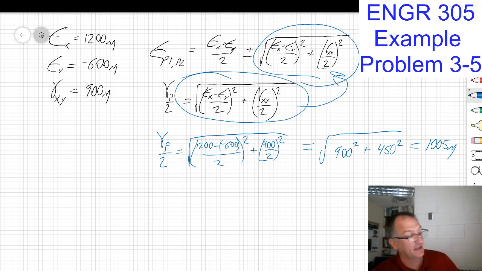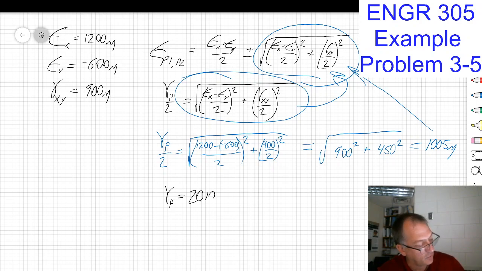I'm going to leave it like that because that's what this term is here. That's not my principal shear. I really would have to say that gamma principal is equal to 2 times that, or 2010 micro. But now I've got that answer.